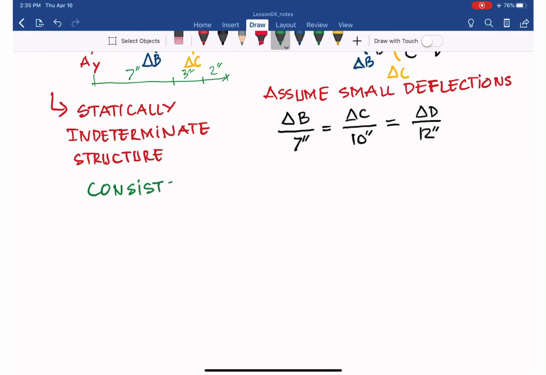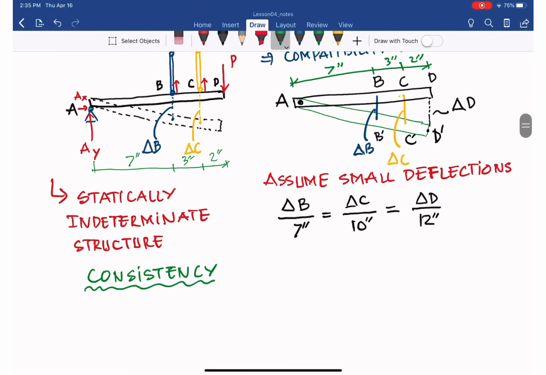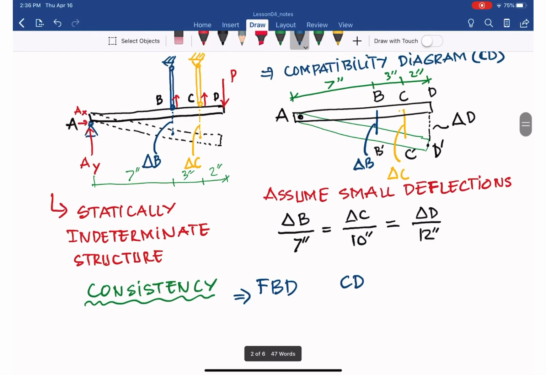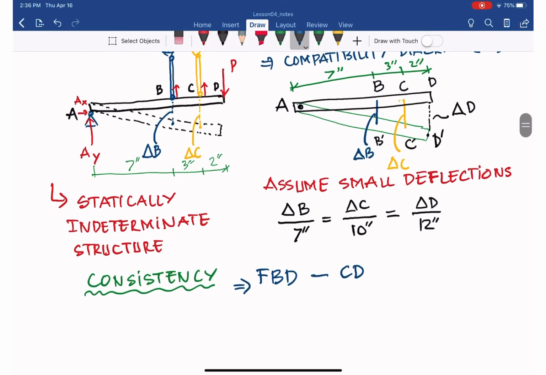Check consistency. What consistency do we have? With the statically indeterminate structure, we have to draw both diagrams. The first, the free body diagram, and then we also draw the compatibility diagram that we showed there. So these two have to be consistent.